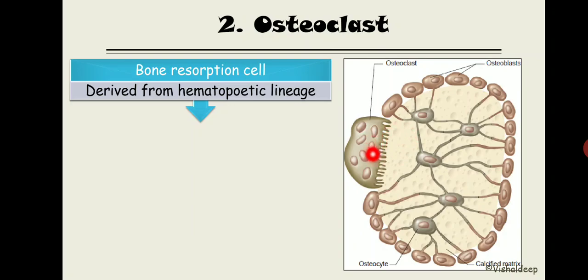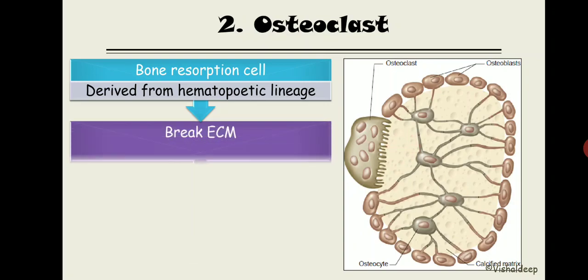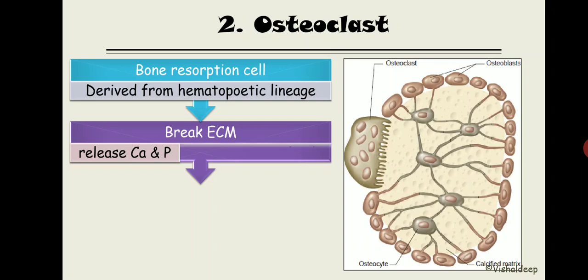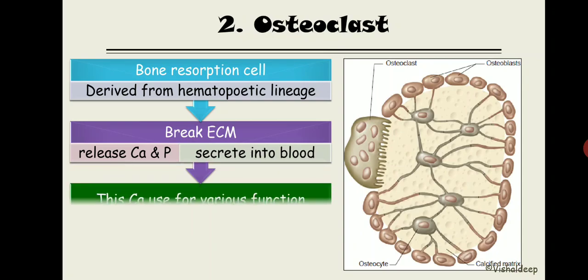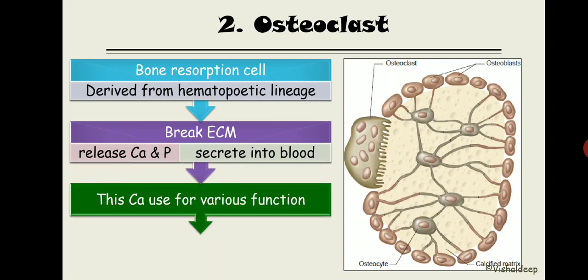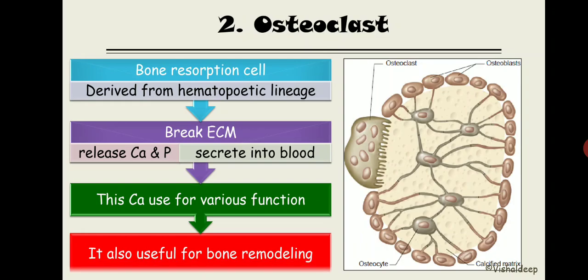Now the function of this osteoclast, you can see that it has a direct contact with the extracellular matrix, right? So basically this osteoclast is going to break this extracellular matrix and resorb the bone. So basically it breaks the extracellular matrix and releases the calcium and phosphate, and also releases the collagen and secretes them inside the blood, and this calcium will be used for various functions. Now this function of the osteoclast of removing this extracellular matrix is useful for bone remodeling.